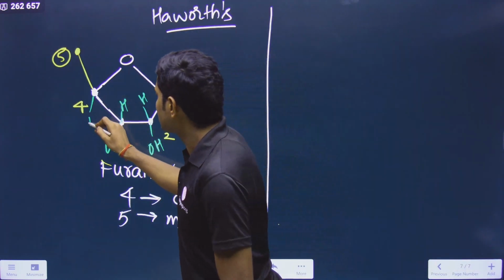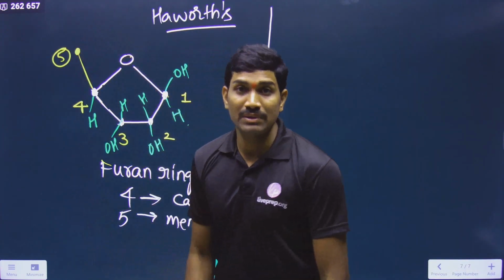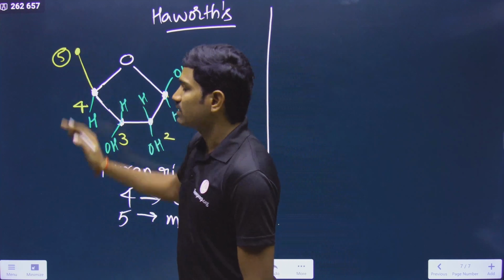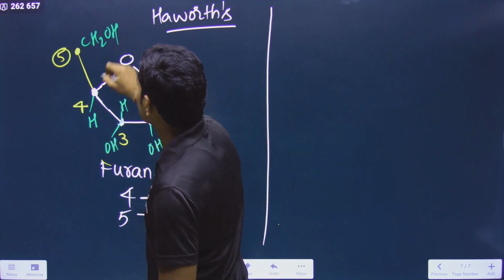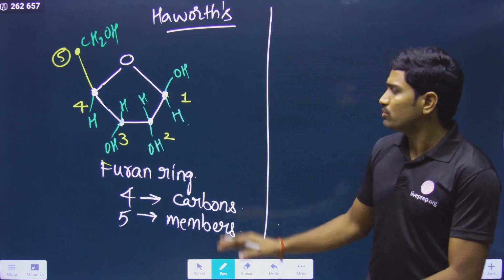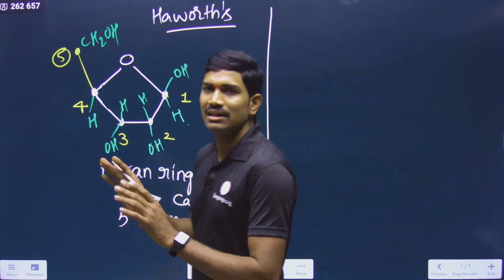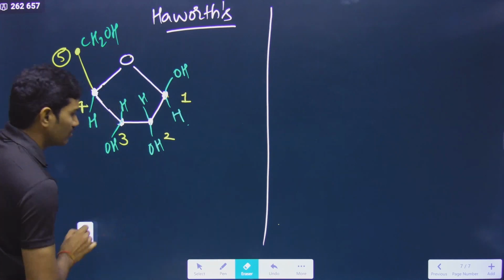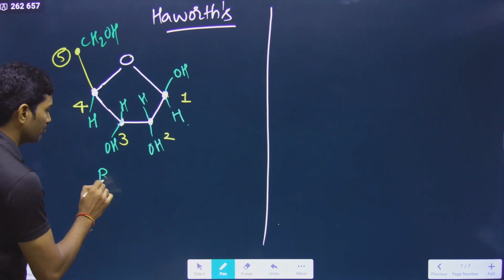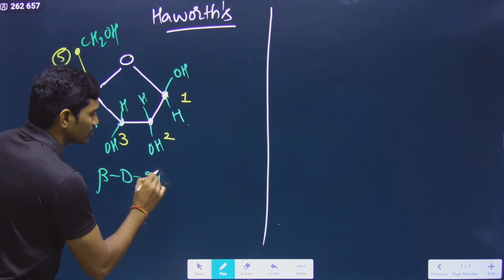So this we are simply writing below the plane. This generally we represent below the plane because above we are representing the fifth carbon. So that is for the fifth carbon. For the fifth carbon, you simply write CH2OH, no problem. That's it. This is how we generally write the ribose sugar. And what is this ribose sugar? This is beta capital D ribose.